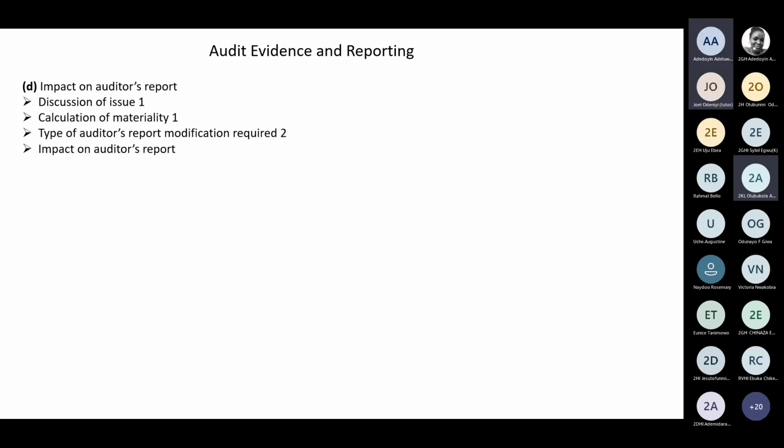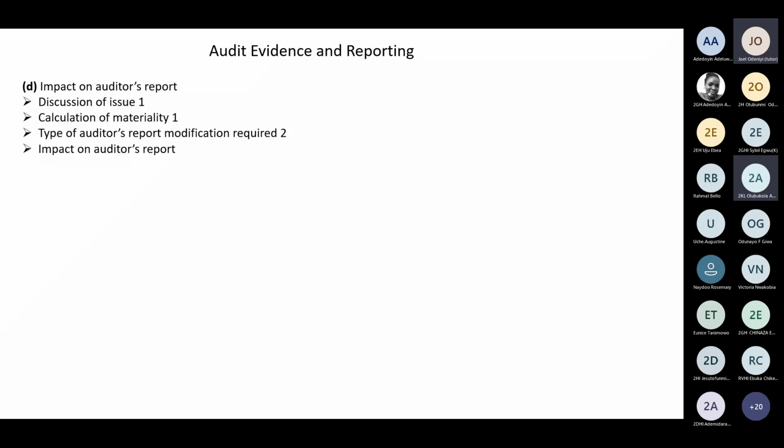My question is concerning material uncertainty over going concern. I want to ask what will be replaced? Is it the basis of opinion paragraph, or what will be replaced in the auditor's reports?